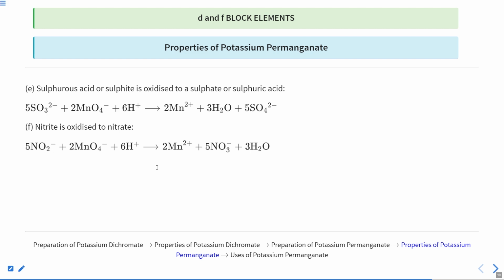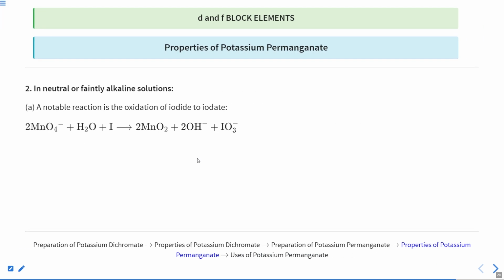Now again, sulfite, that is SO3 2 minus, in the presence of MnO4 minus in acid, gives Mn2 plus. Similarly, nitrite is oxidized to nitrate. If I talk about the neutral or faintly alkaline solution, a notable reaction is the oxidation of iodide to iodate. So here iodide is getting converted into iodate.